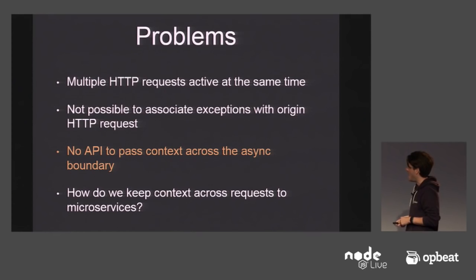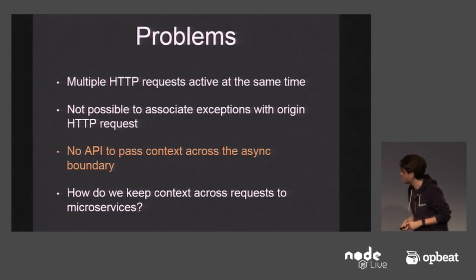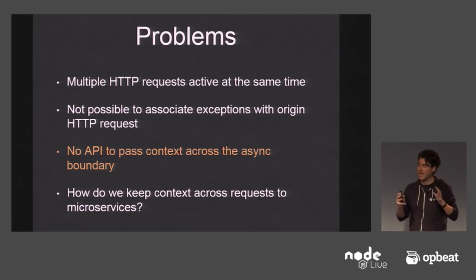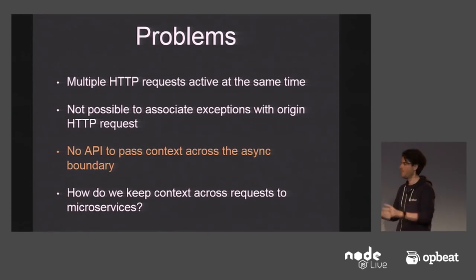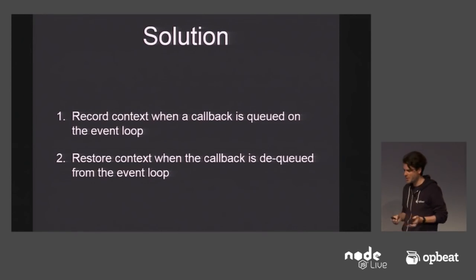And that other thing here, no API to pass context across the async boundary. I'm going to spend the rest of the talk making you believe that that will solve everything else. If we can just get that to work, we can solve everything else. We can solve the two things above there. And the solution is actually very, very simple. It's so simple that it's kind of stupid.